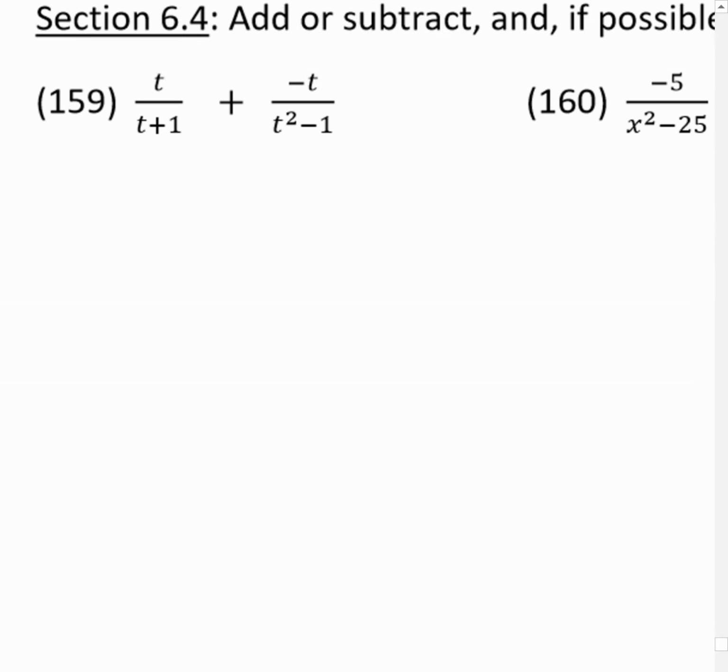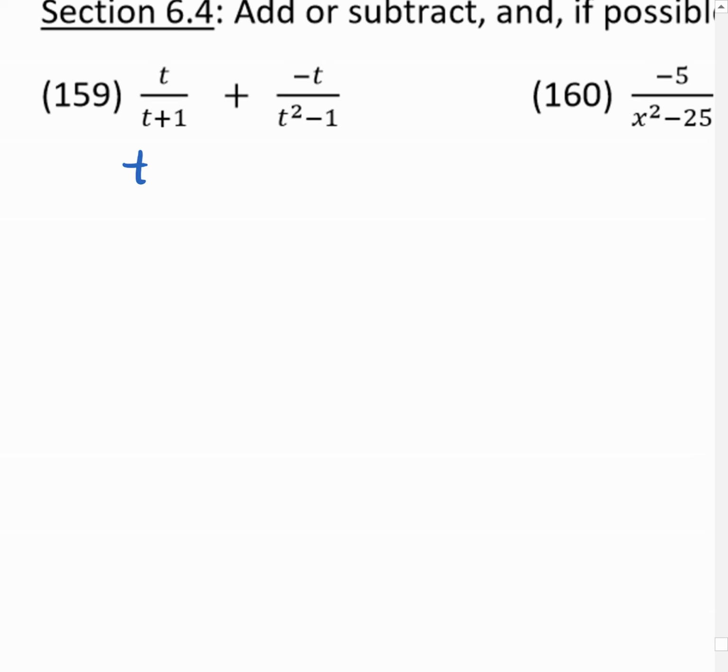But let's see. So we want to add these rational expressions together, but they don't have the same denominator. So we have to find the least common denominator. And in order to do that, we need to factor their denominators, if they do factor. So the left rational expression here has a t plus 1 as its denominator. That's as simple as it gets. It can't be factored any further.